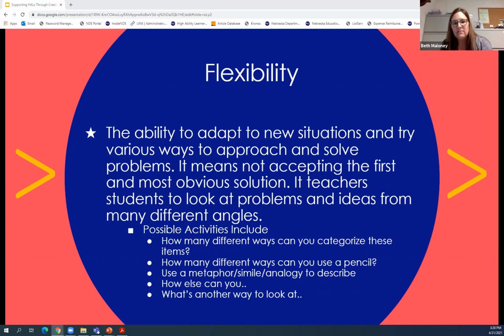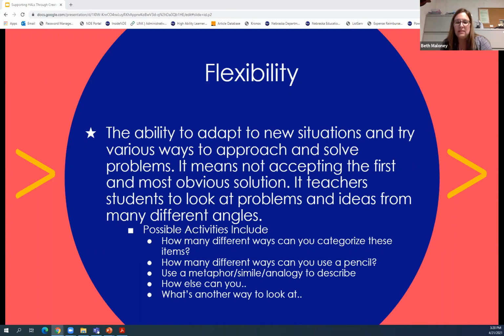The next is flexibility. And so flexibility is the ability to adapt to new situations and try various ways to approach and solve problems. It means not accepting the most obvious solution, and it teaches students to look at problems and ideas from many different angles. I think sometimes they come up with an answer and they're like, well, I got one, so I'm done. And we know that that's something that we encourage a lot in a math classroom, is how can you come up with another way to solve that problem? But really, it applies everywhere.